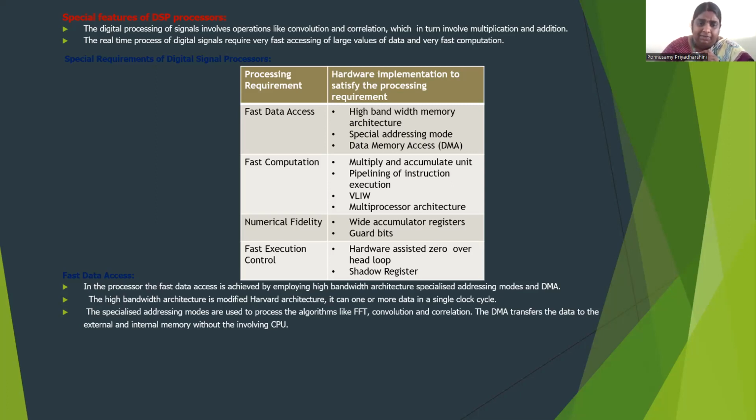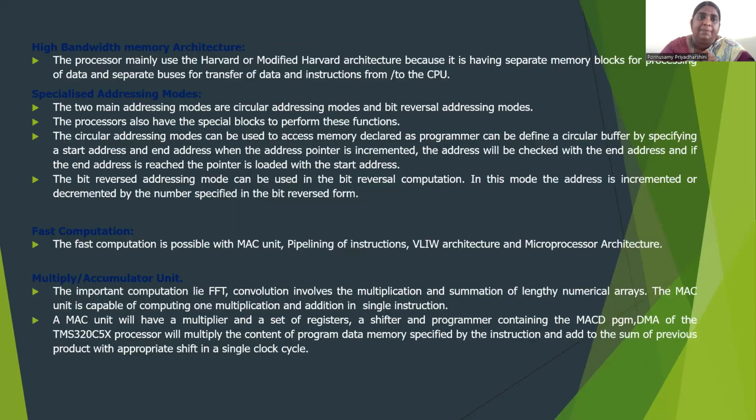Faster data access is available because of the high bandwidth. The next is high bandwidth memory architecture. The processor mainly uses a Harvard or modified architecture because it has separate memory blocks and separate data buses to transfer the data to and from the CPU.